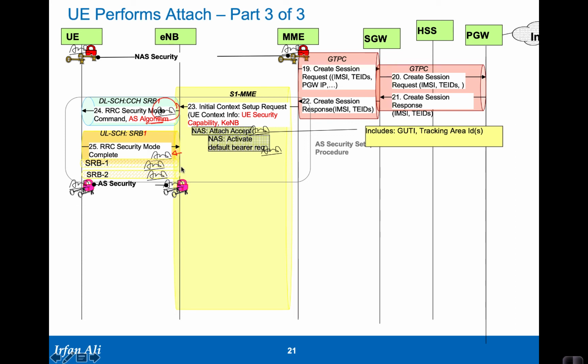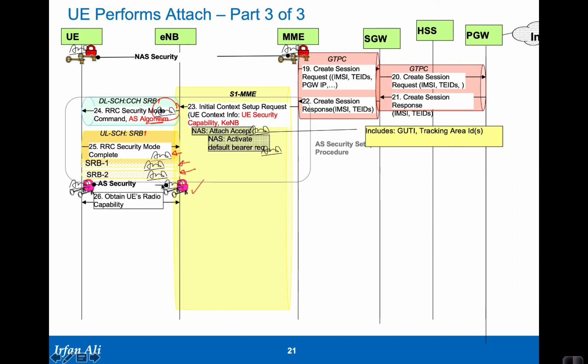After this, all messages between the UE and the eNodeB will be encrypted and integrity protected. Both SRB1, which is used for RRC messages only and has higher priority, and SRB2, which is used for NAS messages that come from the MME and are sent to the UE, would be encrypted and integrity protected. So with RRC security mode complete, we have the access stratum security set up between the UE and the eNodeB, which is complete over here.